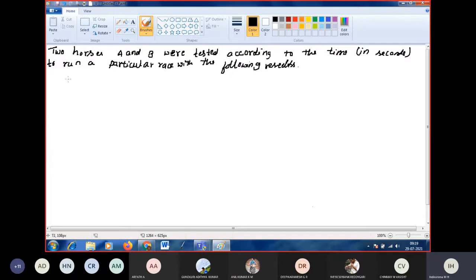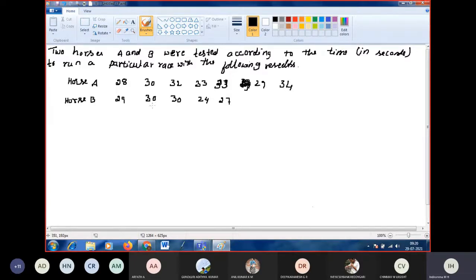So write down the data. Horse A, horse B. Horse A: 28, 30, 32, 33, 33, 29, 34. Horse B: 29, 30, 30, 24, 27, 29.